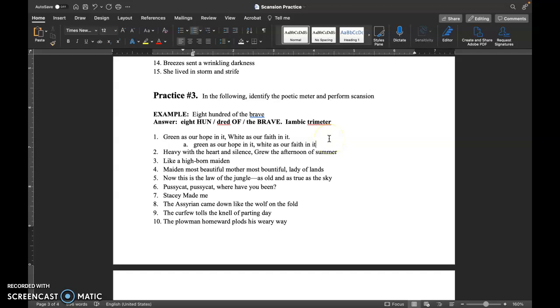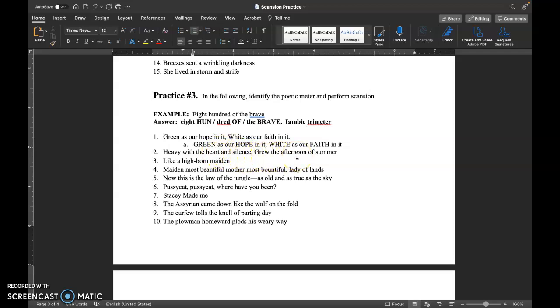Green is our hope in it. White is our faith in it. Green. Green is pretty harsh, so let me go for that. Green is our hope in it. Now I hear white pretty harsh. Green is our hope in it, white is our faith in it. Faith is pretty harsh. Okay, now I'm starting to see a pattern, right? I can think hope is pretty strong too. So, green is our hope in it, white is our faith in it.